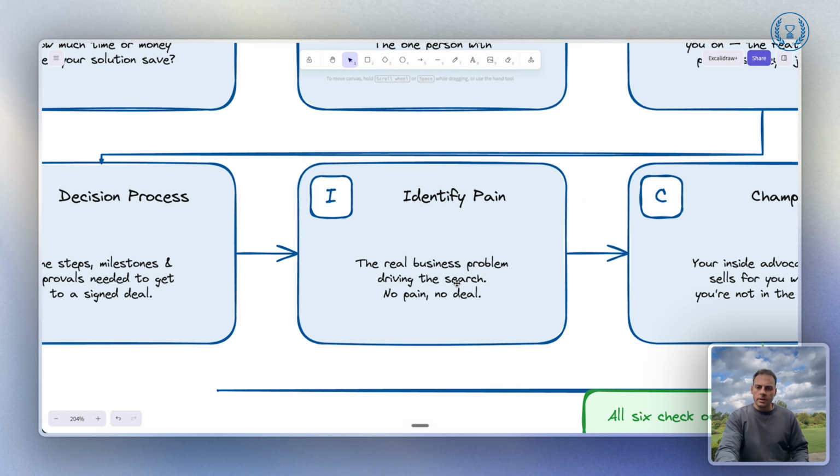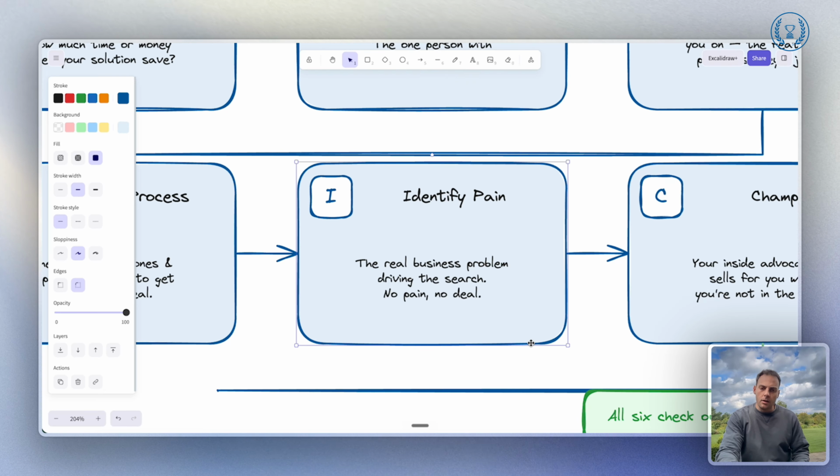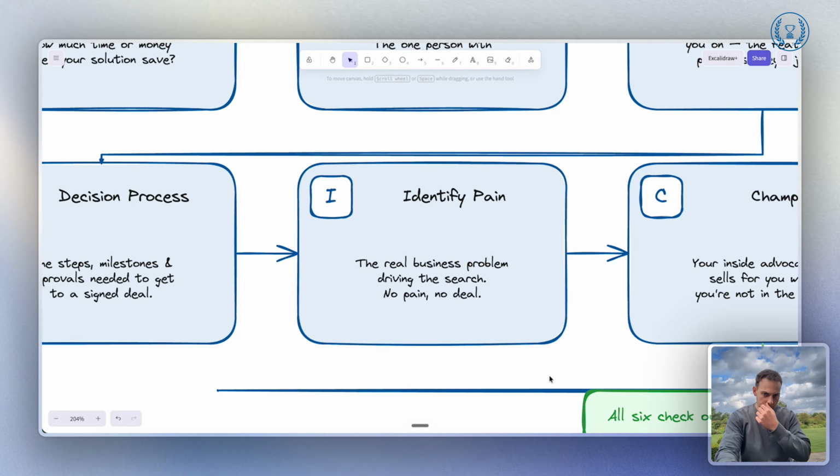The next letter is, of course, I, where you want to identify the pain of the business or the prospect that you're speaking to. That's what's actually going to be driving the search. If there's no pain to uncover and no pain to fix or heal or offer a solution, there's not going to be a deal.